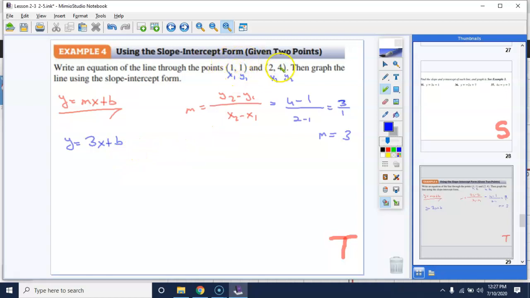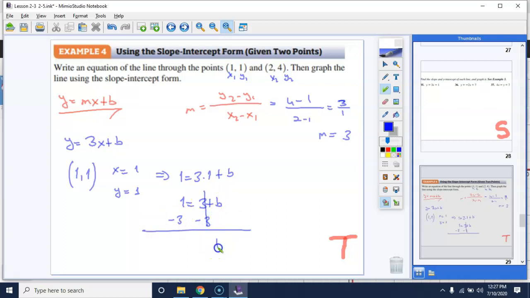You can pick either point over here. You can pick any ordered pair you want, but I want to pick 1 and 1. As you know, if you get 1 and 1, your x should be your first number, 1, and your y should be 1. I'm going to write them in the equation so I can calculate b here. So 1 equals 3 times 1 plus b. 1 equals 3 times 1, which is 3, plus b. To get b alone, subtract 3 from both sides. These two cancel. B equals negative 2.